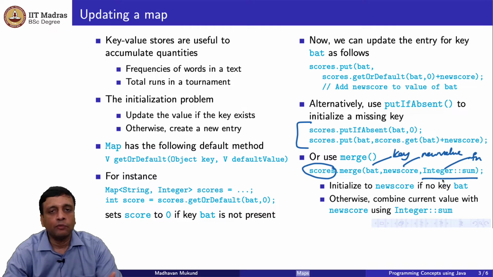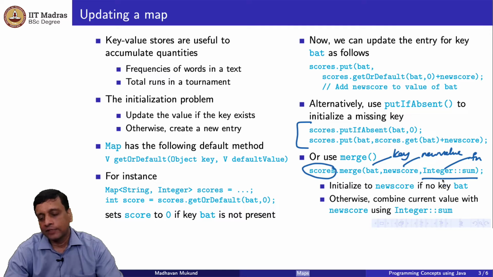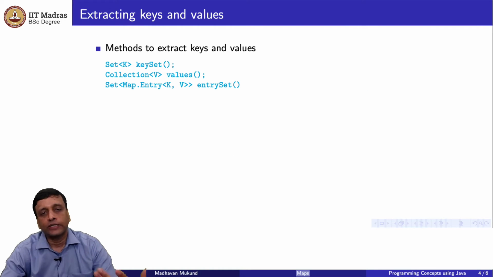So Java has many ways of doing this, so you have to choose the way that you are most comfortable with. But as we will see, you can also do an explicit thing. You can also check if the key is there or not. So how do you check if the key is there or not?